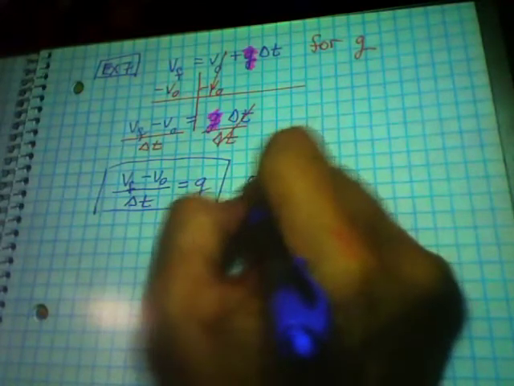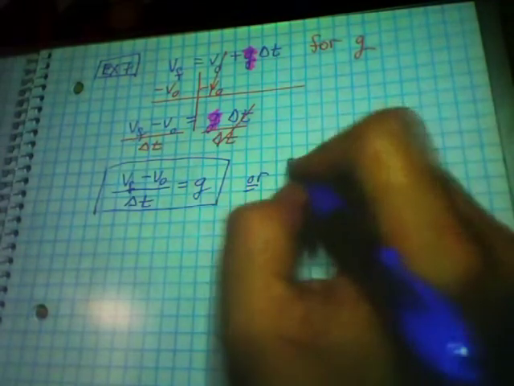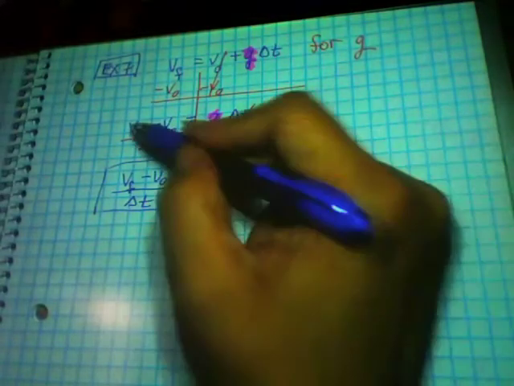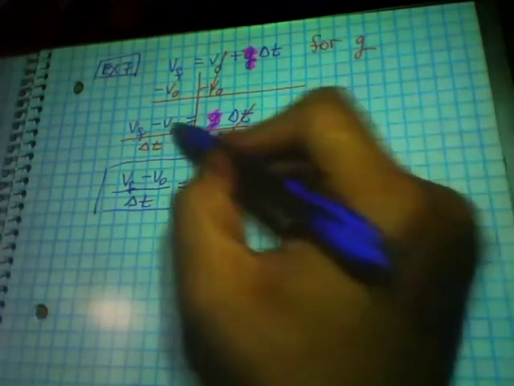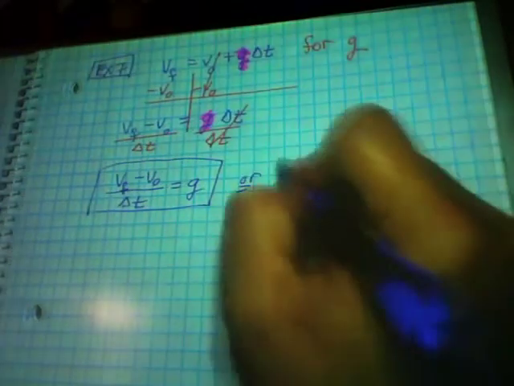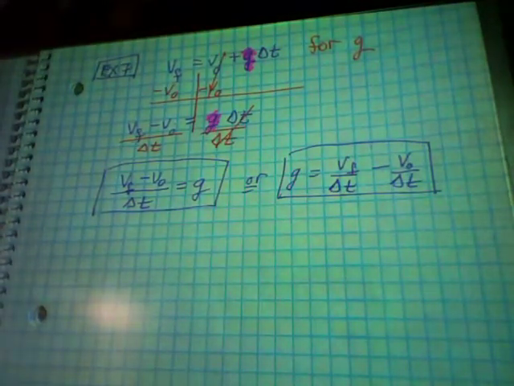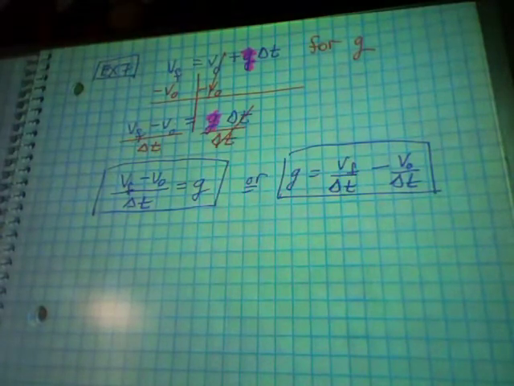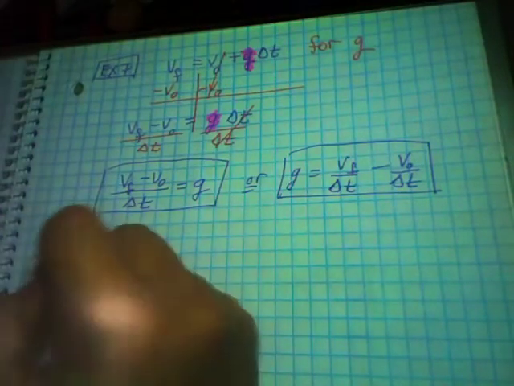Or, if you divided each of these separately, then you're going to have g equaling this over delta t. So v sub f over delta t minus this over delta t, v sub o over delta t. Either one is acceptable. You might only see one of those answers online, but these are the same. All right, last one of this section. Example 8.